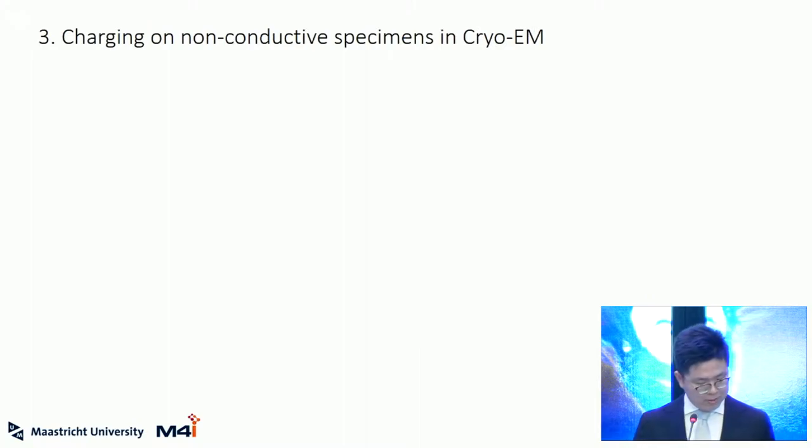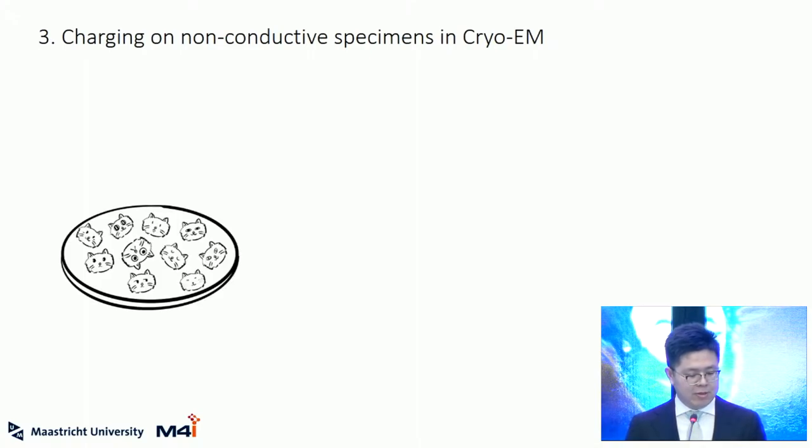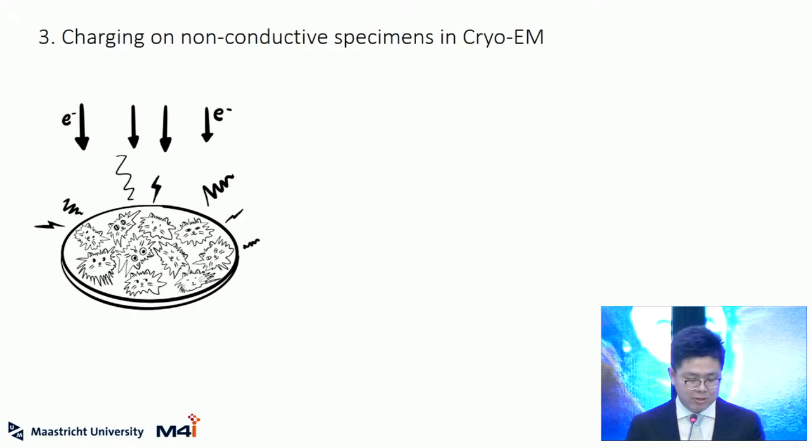We also talk about charging in cryo-EM. So what is charging? When we put a specimen in the electron microscope, and if the sample is non-conductive, which for life science applications is typically the case, and the electron hits the specimen, it will kick out secondary electrons from the sample surface and generate charging there. This charging can be very detrimental to the image contrast and prevent us from obtaining high resolution reconstruction.